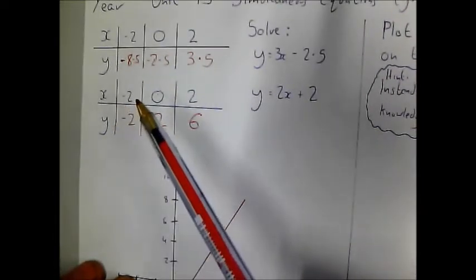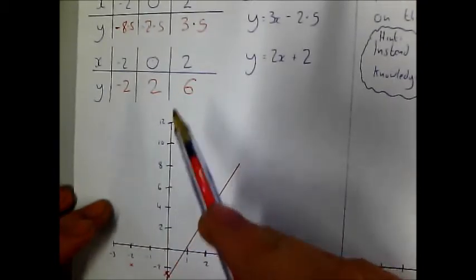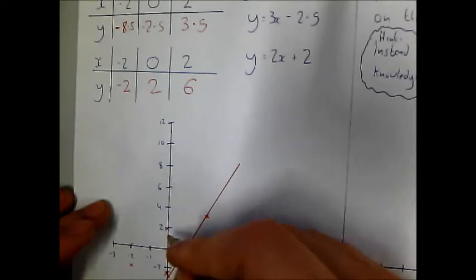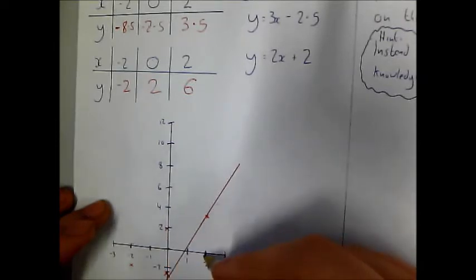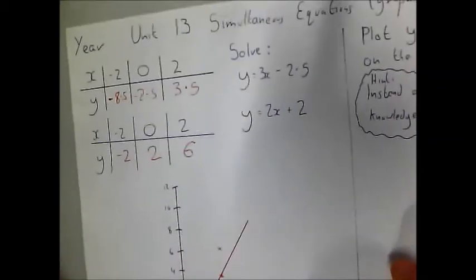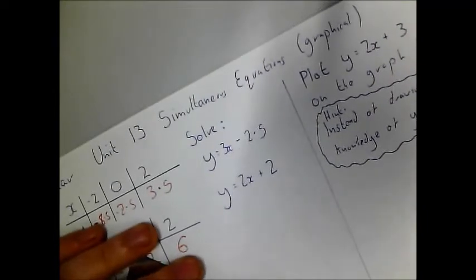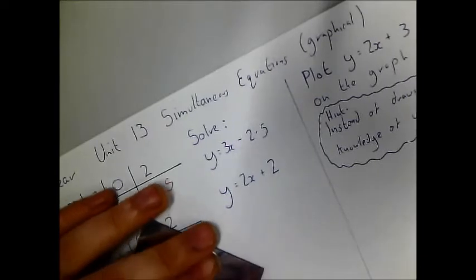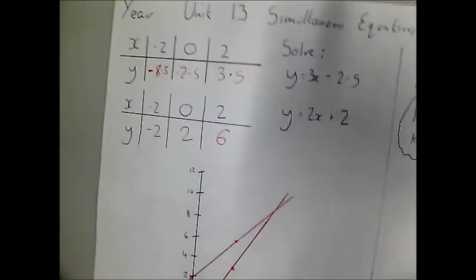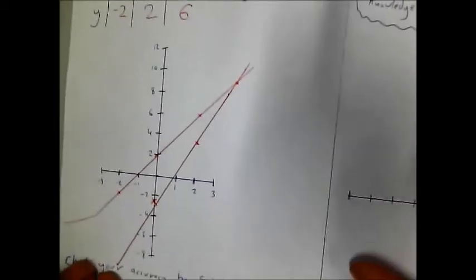Okay, now let's look at the other graph. So negative 2, negative 2 is here. 0, 2 is here. And then 2, 6 is here, and now I'm just going to extend my line, and extend my line a bit further here. Okay, and I'll see that they join up at this point here.